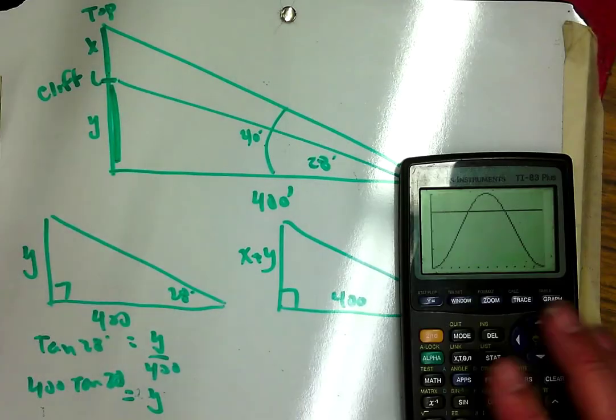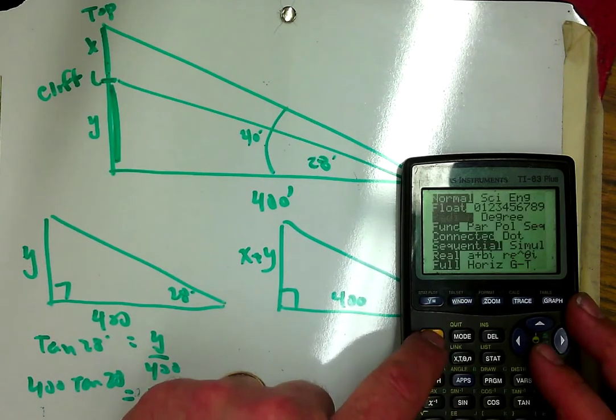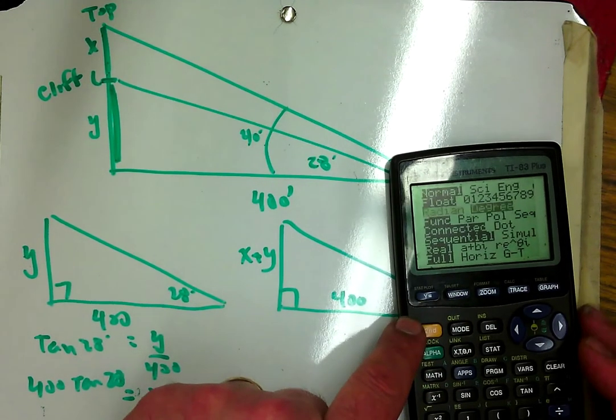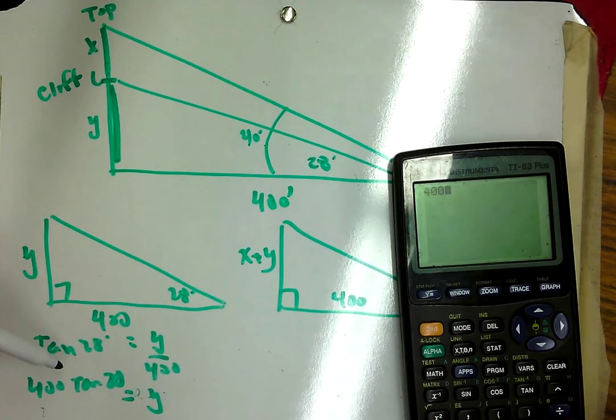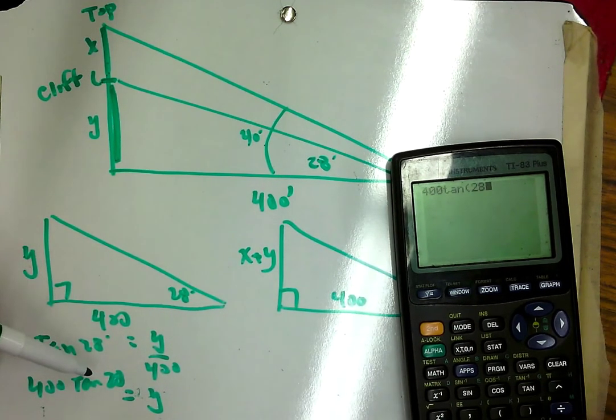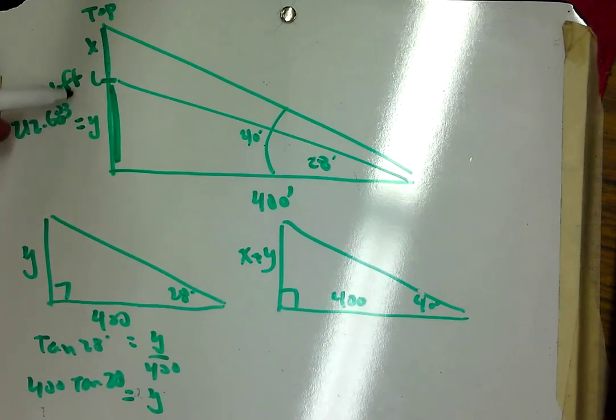I could even pull out my calculator. Uh-oh, these are in degrees. I better change my mode back to degrees. Don't forget to do this on the test. 400 tan 28. So I get 212.6837727 feet. Okay, but I still need to find this.